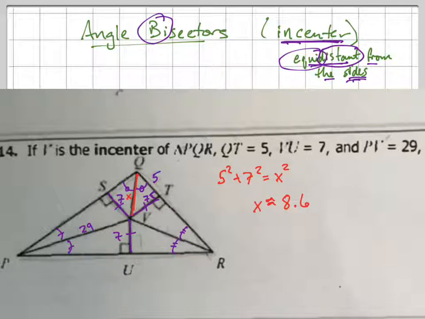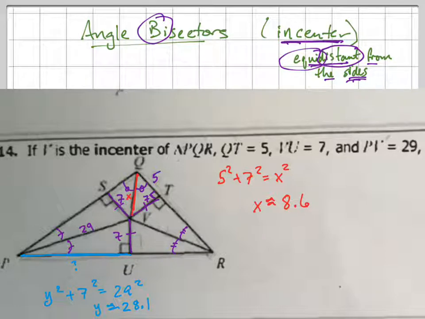Now let's do another one. I'll do this in blue. Let's find this line down here. So QV is 8.6. Is that the biggest line or one of the smaller lines? It's a smaller line. Let's call that y. y squared plus 7 squared equals 29 squared. So when I solve that equation, we don't need P. I get y equals approximately 28.1.